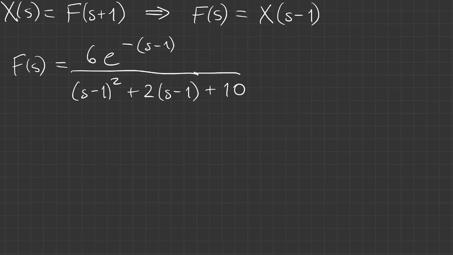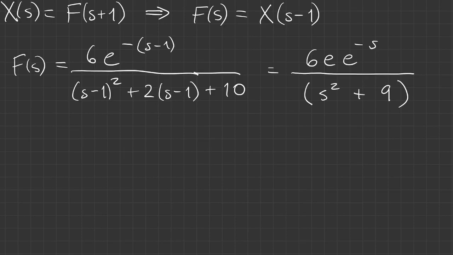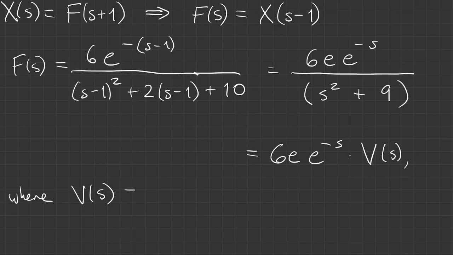If we've done things correctly, now we should have only imaginary poles. This is almost something we know how to invert, except it's got an extra exponential factor in it. So we're going to have to apply the old shift theorem again. And capital V is something with imaginary poles that we can invert immediately.